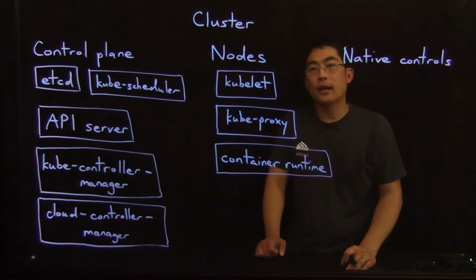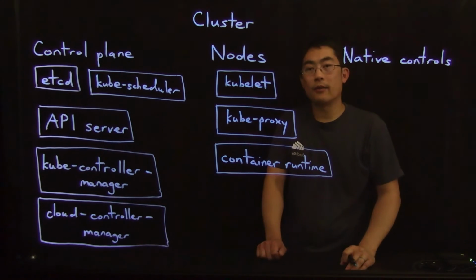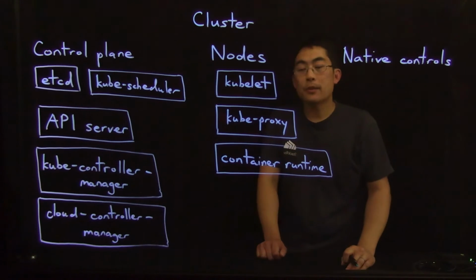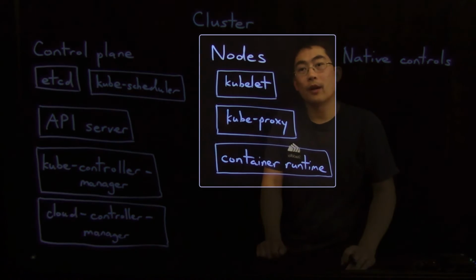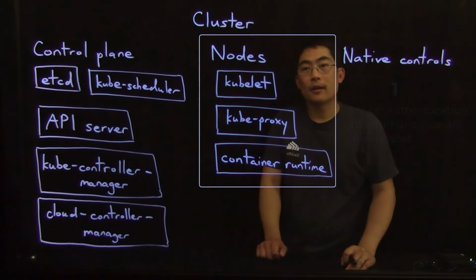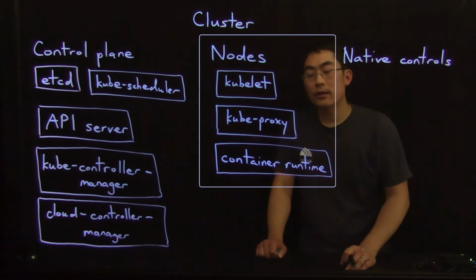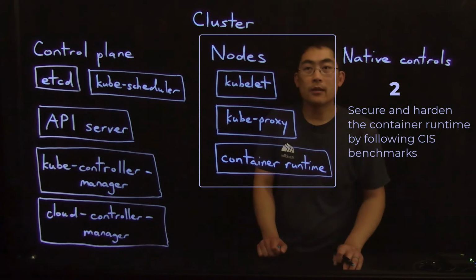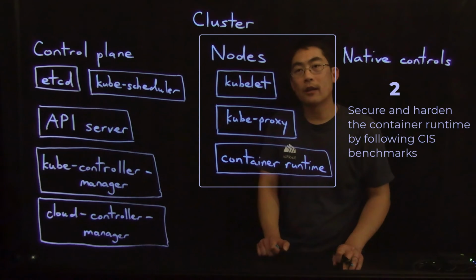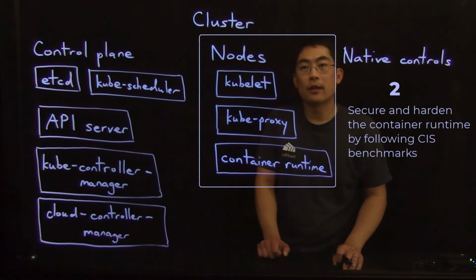This provides the functionality needed to manage and run containers on a given node. Some steps to protect the following components include the following. First, set up authentication and authorization on the kubelet, because, for example, by default, access is unauthenticated. Next, make sure that you're following best practices to secure and harden the container runtime, adhering to standards set out by organizations such as the Center for Internet Security.